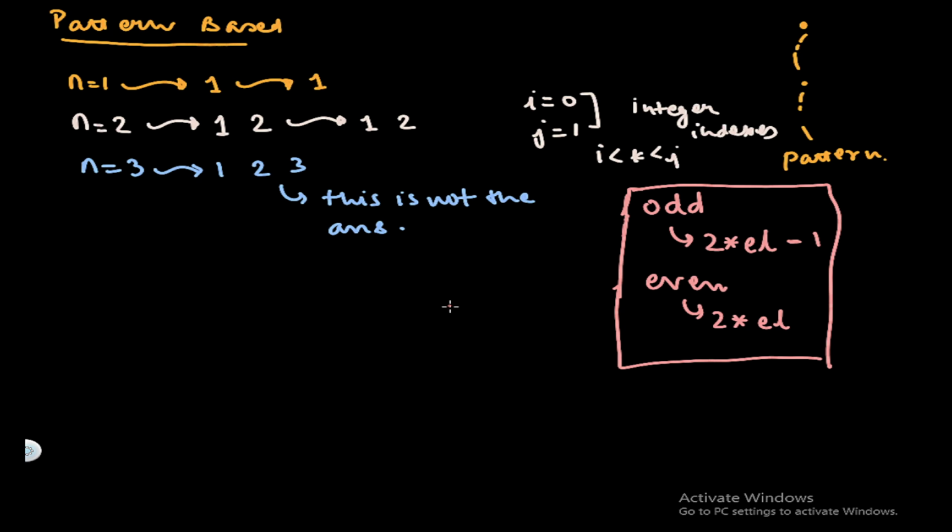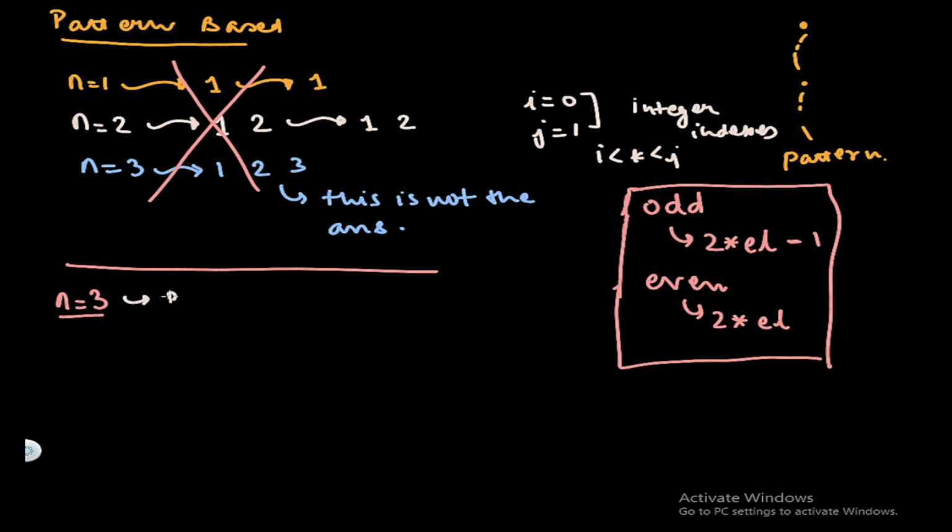Now try to think of this. Let's say that we are given n equals 3, and we are asked to generate a beautiful array out of this. We will approach via this pattern. We will first see n equals 1. For n equals 1, it is 1.